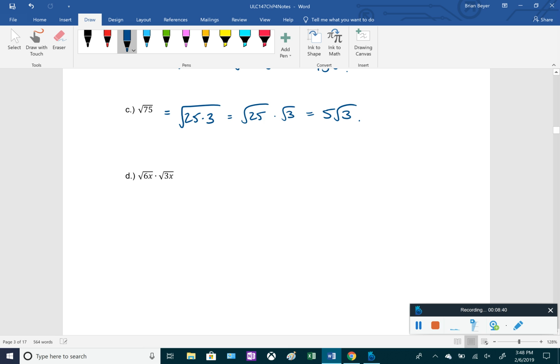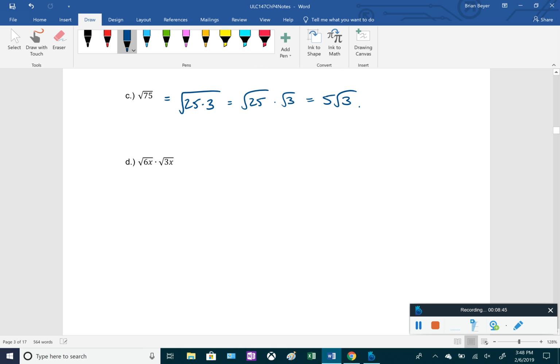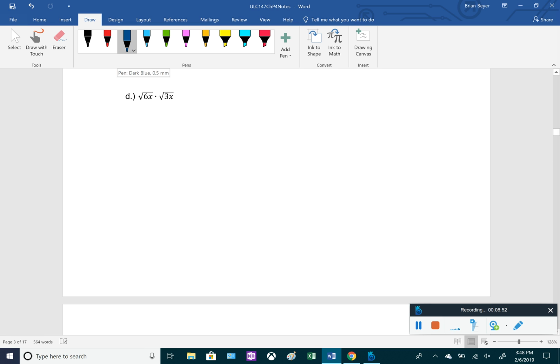And the last one here is going to be a little bit different looking. This one's already kind of separated. We have two square roots being multiplied, and we can't simplify them any further. So what I'm going to do here is combine them first and then simplify them. So this equals the same thing as 6x times 3x under that square root. Multiplying the 6 times the 3, we would get 18. X times the x is x squared.